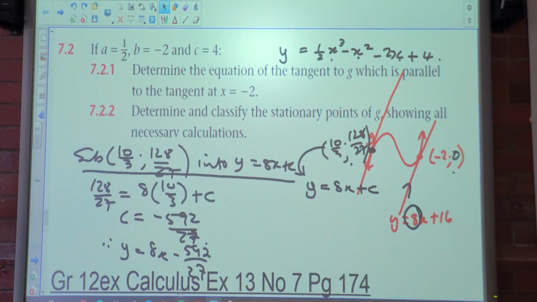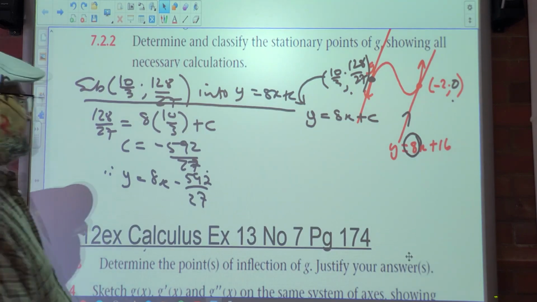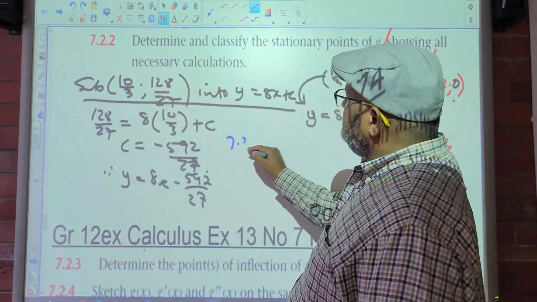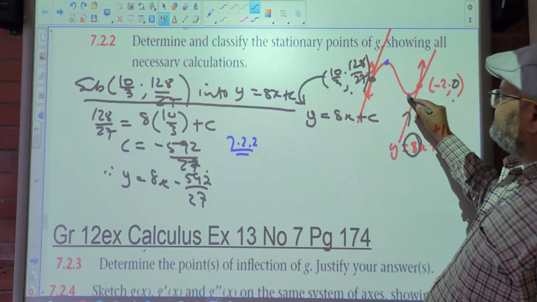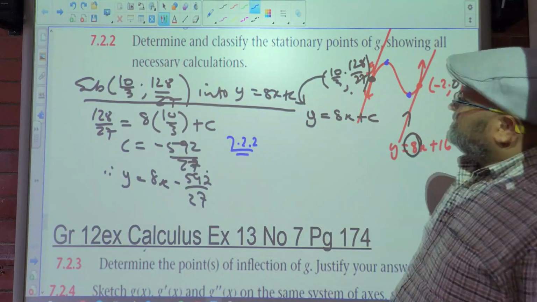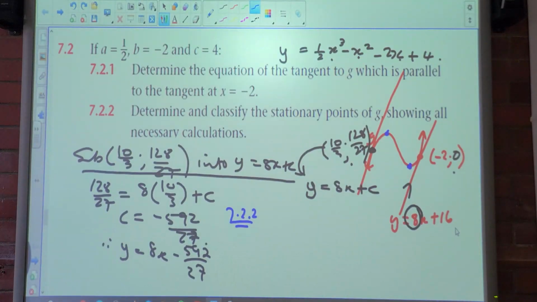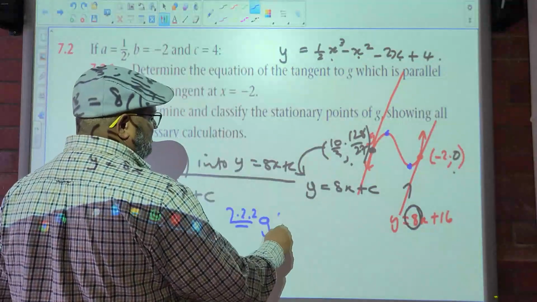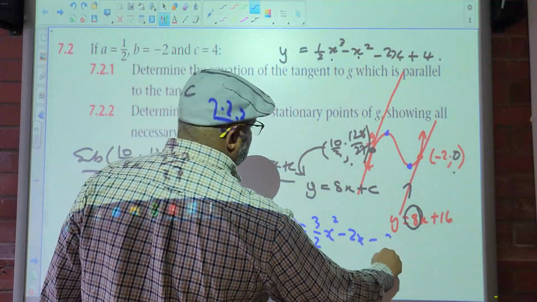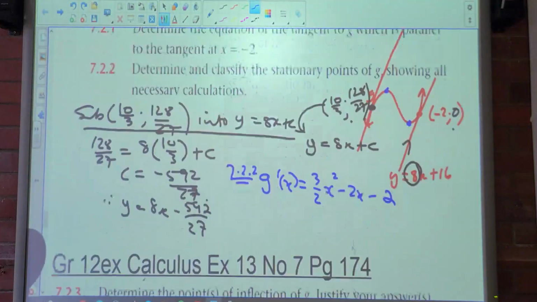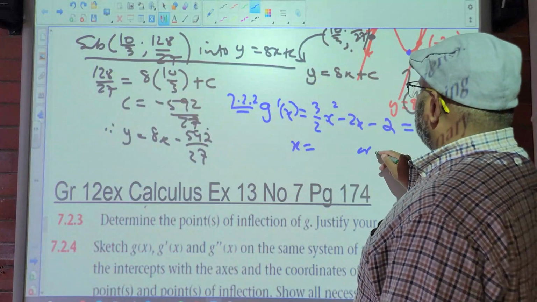Then they ask us to determine and classify the stationary points of g, showing all the necessary calculations. So what do we say here? As we know, this is positive, so the graph is going up, then down. So again, we need to work out our first derivative. Why first derivative? Because that's how we calculate our tangent. So g prime of x is equal to 3 over 2 x squared minus 2x minus 2. So what do I do with that? I set it equal to 0. Okay, so x works out to be one of two values.